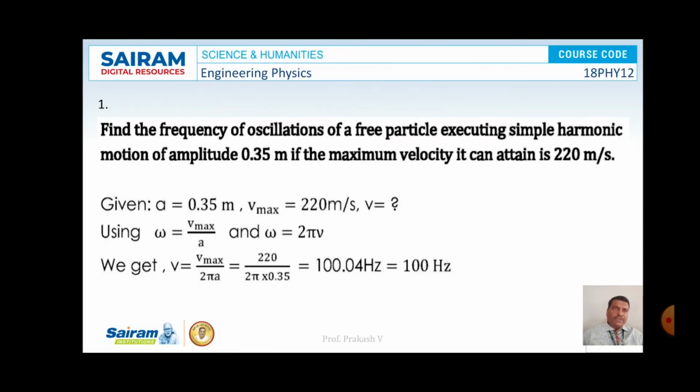...0.35 meter, if the maximum velocity it can attain is 220 meter per second. Here A is equal to 0.35 meter and V max is equal to 220 meter per second. So what is the value of frequency here? We know that omega is equal to V max by A and omega is equal to 2 pi mu. So further mu is equal to V max by 2 pi A. Substituting the values in this formula, we get 100.04 hertz, or it is equal to 100 hertz. So this is the solution to the problem.